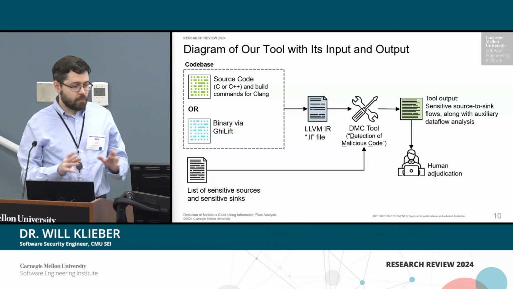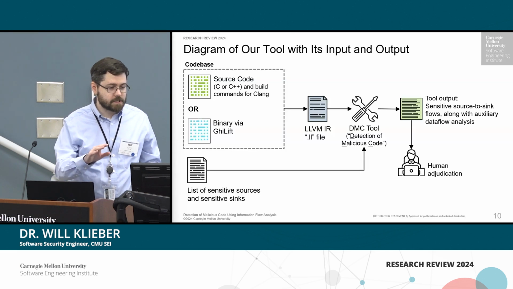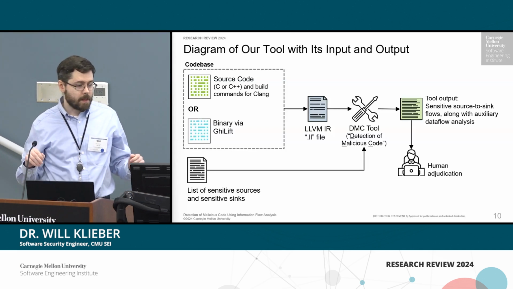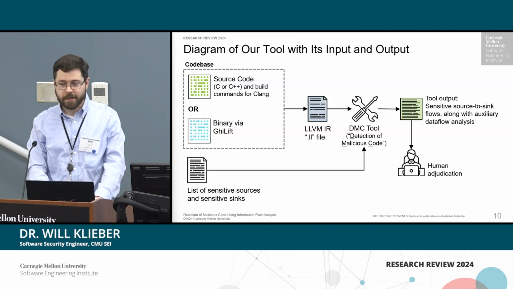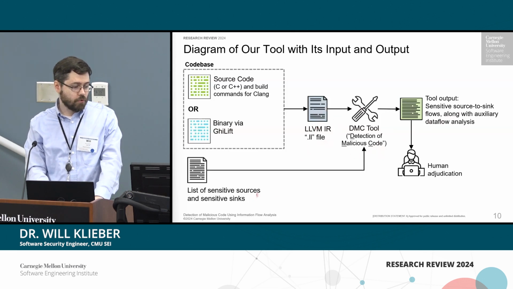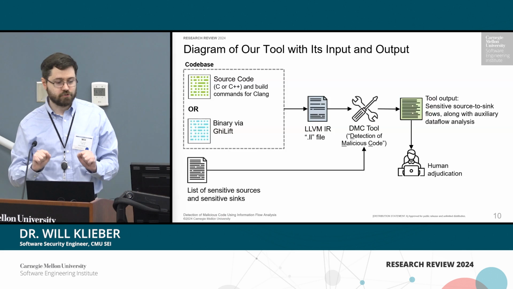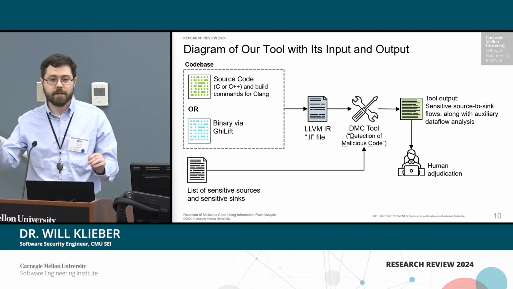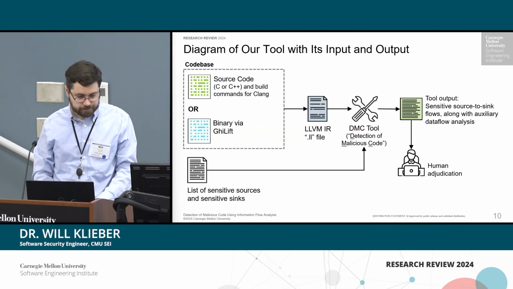So this is a diagram of our tool. We start with a code base. In the best case, we would have source code, C or C++. We do have some limited functionality for dealing with binaries by lifting them up to LLVM IR. Then we get the LLVM IR, we give it to the tool. The tool also takes in a list of sensitive sources and sinks, and I'll talk more about that in the next slide. And then our tool, as its output, produces a list of these potentially malicious flows, and it's up to a human to adjudicate whether the potentially malicious flows are actually malicious or if they're benign.